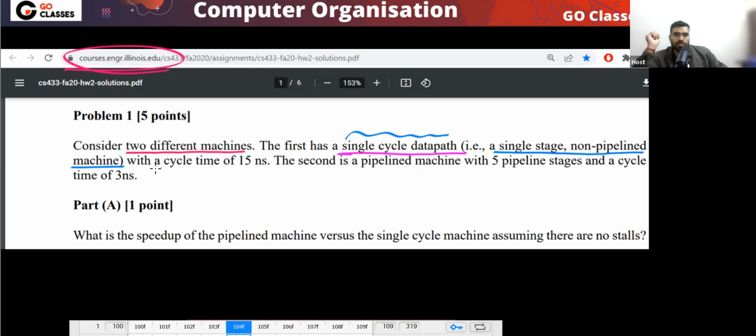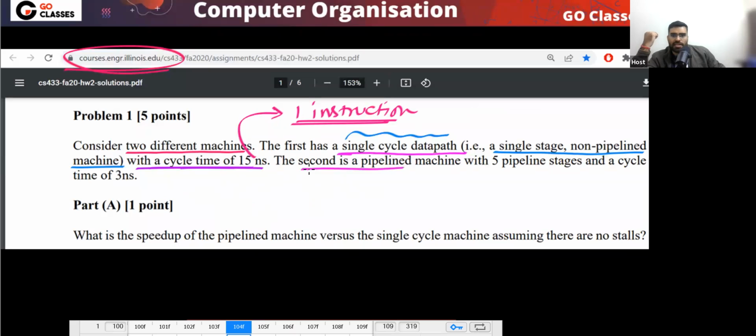Okay. Now you tell me, with a cycle time of 15 nanosecond, how many instructions are happening? One instruction is happening, right? Because this is a single cycle data path, which means one instruction, one cycle. One instruction is happening in one cycle. So one instruction is happening in 15 nanosecond.